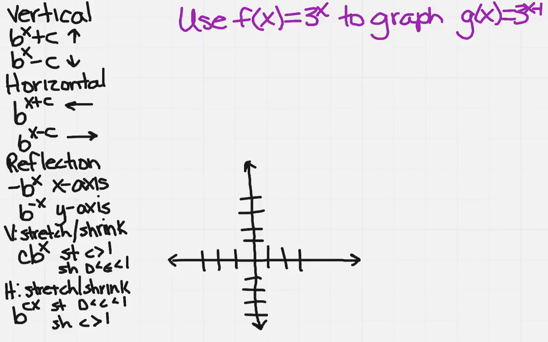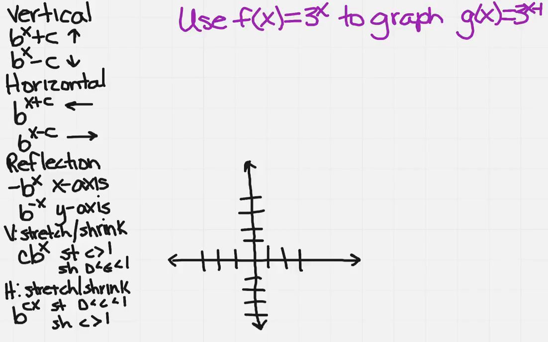We want to use f of x equals 3 to the x to graph g of x equals 3 to the x minus 1. And what we're going to do is use all the rules which I have rewritten over here on the left-hand side of the screen. Now they're not the prettiest looking thing, but this way everything's in one place, and if you don't have access to a table, you still have the information in front of you.